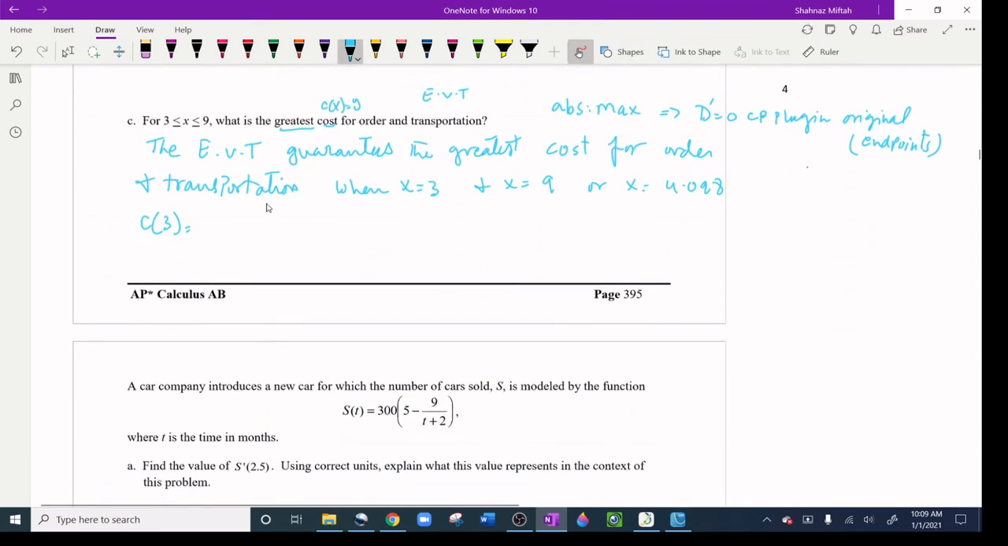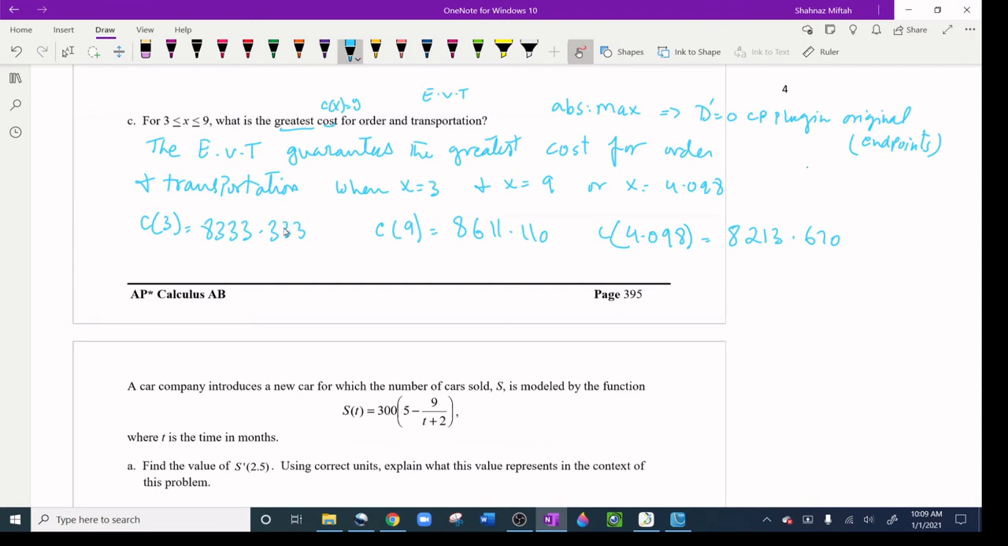So for 3, the answer is 8333.333 to three decimal places. Then I'm going to plug in C(9). When I plug in 9, I'm getting 8611.11. You can use a calculator. When I plug in the critical point 4.098, I am getting 8213.670. You can plug in 0 here for 3 decimal places. So this is what I got.